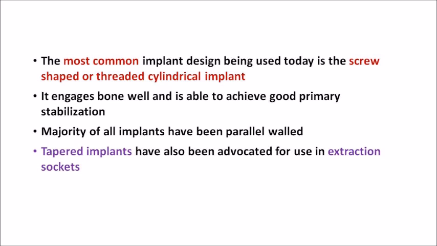There are two types of stability when it comes to implants: primary stability and secondary stability. If the implant can engage the bone well, it is called primary stability. And what is secondary stability? It is how the bone is going to respond to the implant inserted, and the remodeling process. So threaded cylindrical or screw-shaped implants can achieve very good primary stability. In the majority of cases they are near parallel, so that they are retentive also. Tapered implants have also been used, and mostly they are used in extraction sockets.